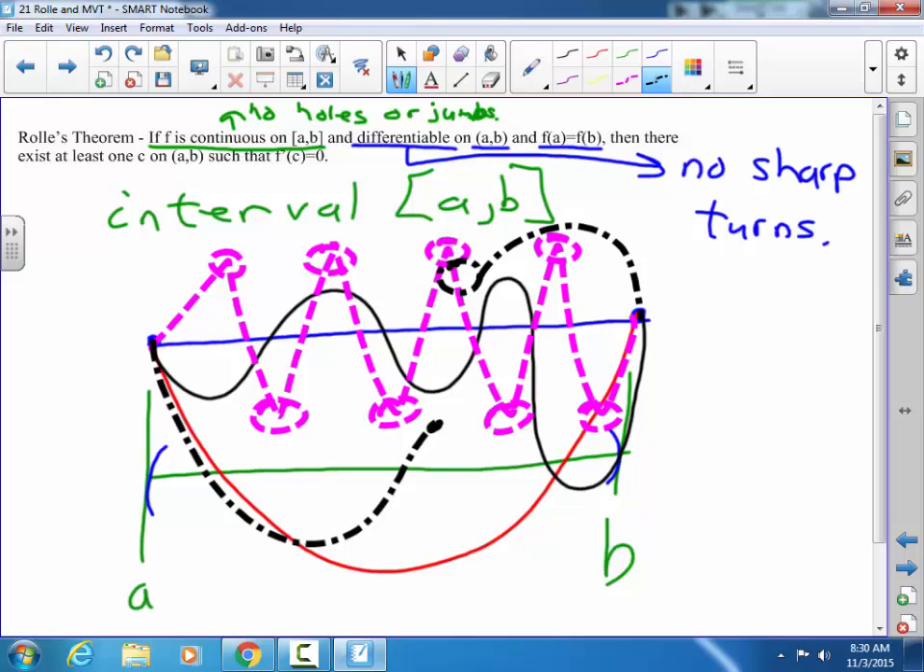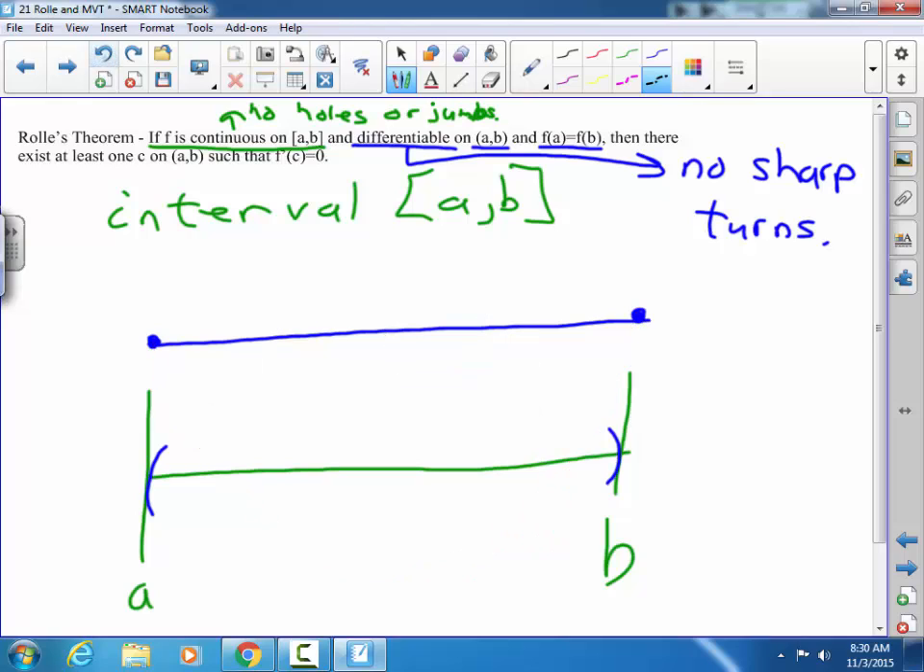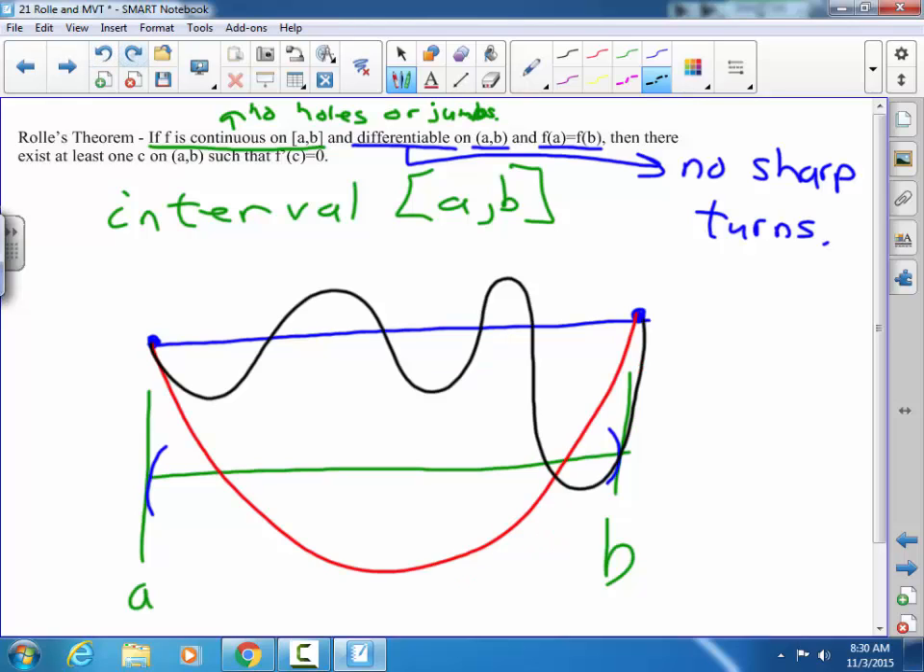So the solid lines are things it could look like, and the dashed lines are things it couldn't be. I'm going to take the dashed lines back off, and then let's read the rest of it. What does it say? It says, then there exists at least one c on AB. That means there has to be an x value between A and B. There has to be a number between A and B such that, what does that say?